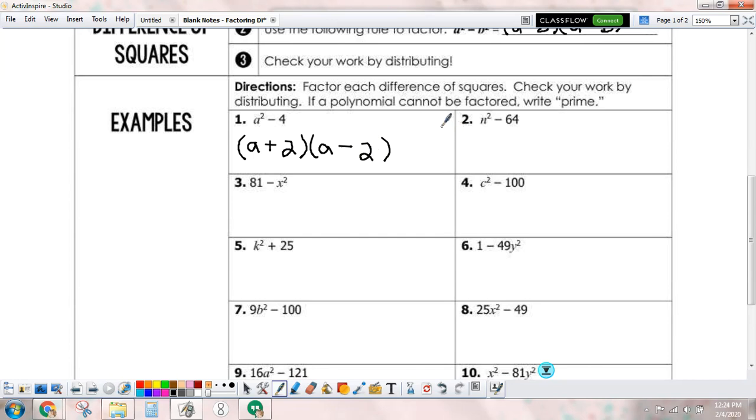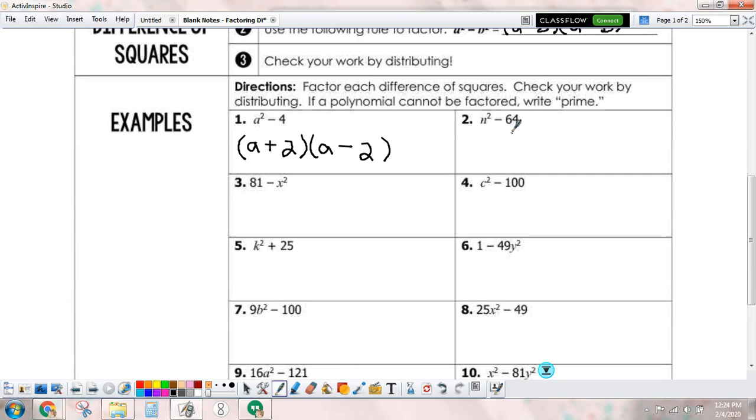Okay? And to make sure that's my correct answer, I'm going to go ahead and FOIL, doing a times a, and that's a squared. A times negative 2 is negative 2a, positive 2a, and then a negative 4. Positive 2 minus 2, that is 0, so this one does in fact work out.